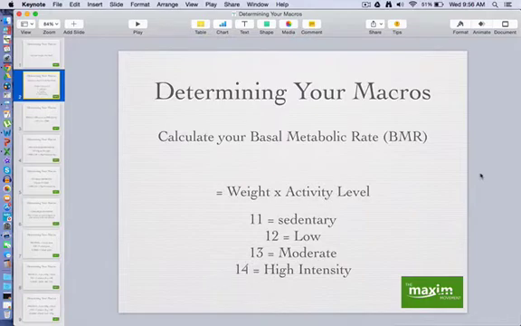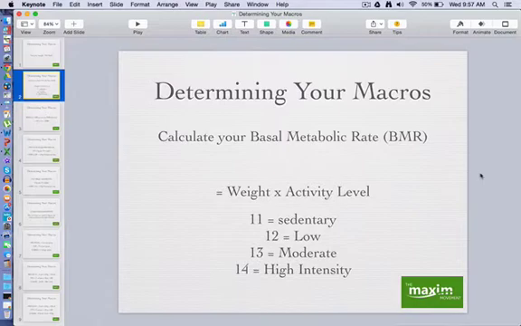Ideally, what we'd like to do is have your basal metabolic rate go higher than what you're actually able to consume, and therefore you're going to be a fat burning machine. And a very, very rudimentary way that we can determine where your basal metabolic rate is, is to multiply your current weight, so yes, that weight you just found out by stepping on the scale, by your honest to goodness activity level. So if we multiply it by 11, that's a sedentary person.